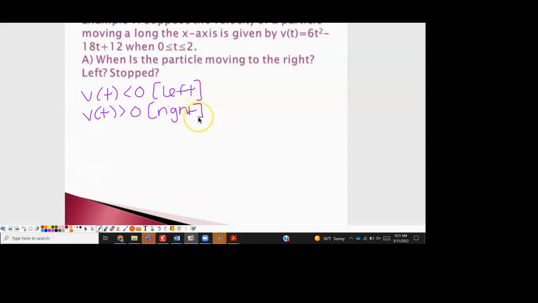Can we just make a number line? It counts on the AP test. Yes, that's how we're going. When v of t equals 0, it's stopped.